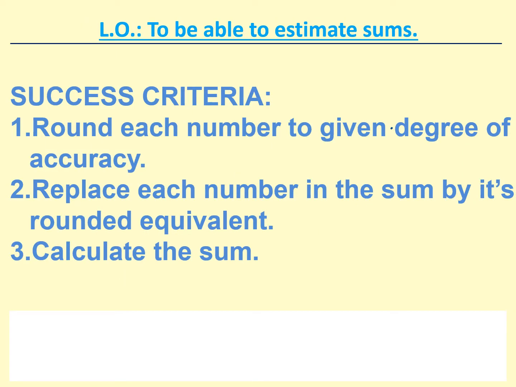Success criteria. Round each number to a given degree of accuracy. The given degree of accuracy will be given, so it will say round to the nearest 10, 100 or 1000, possibly to the nearest decimal place too. Replace each number in the sum by its rounded equivalent and then calculate the sum.